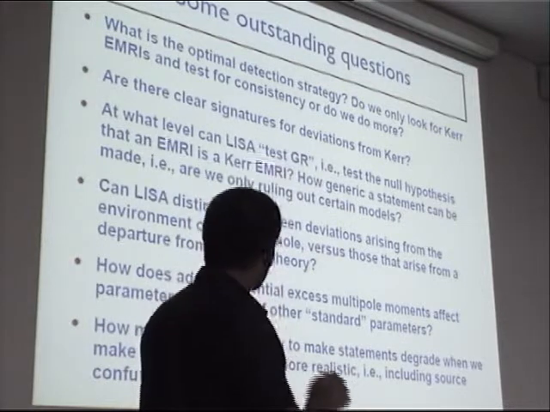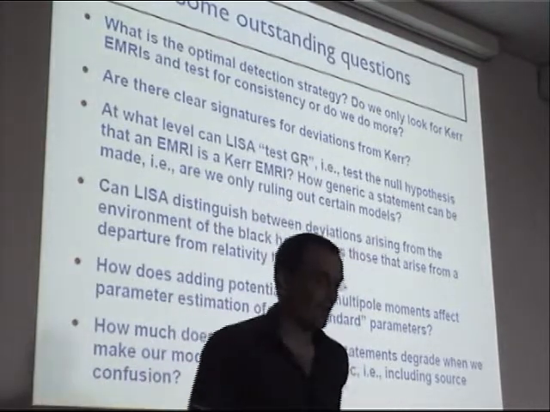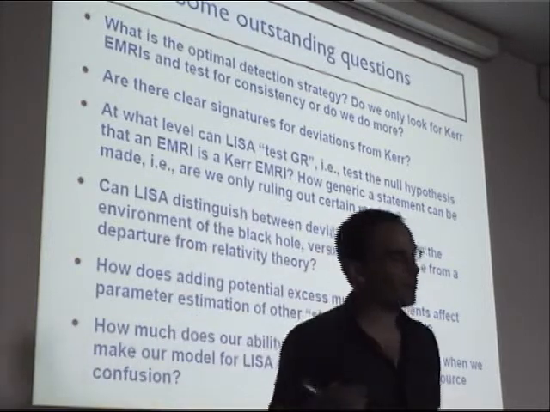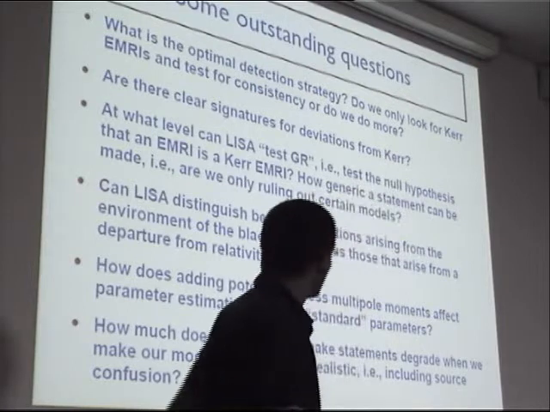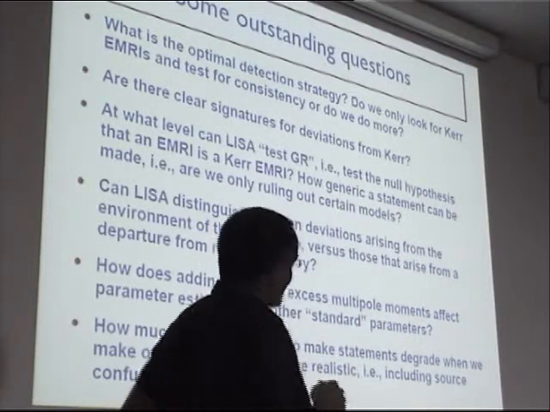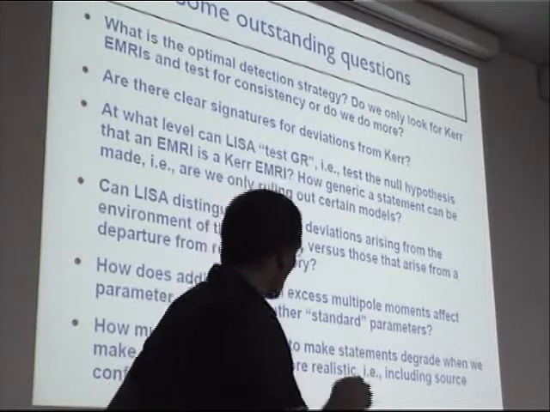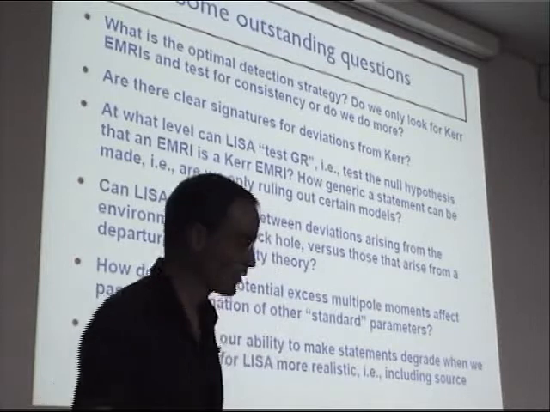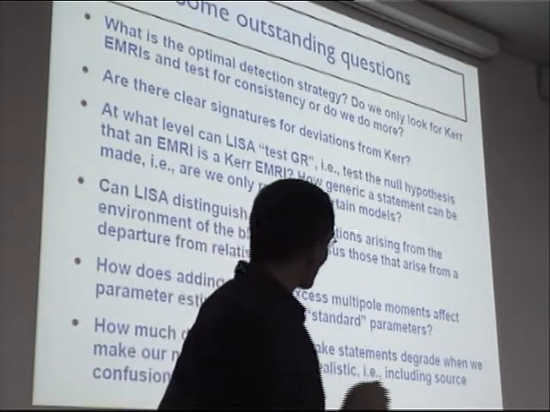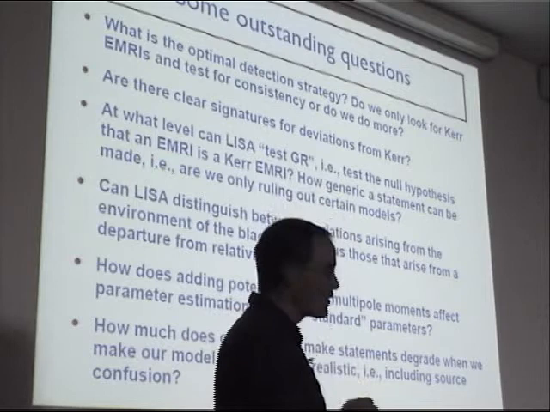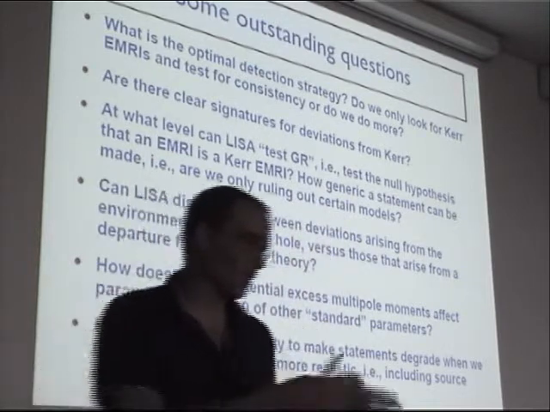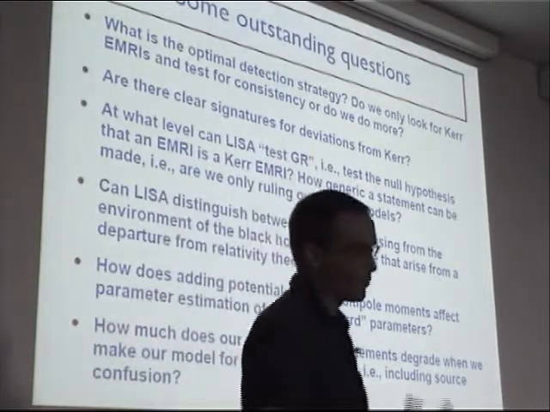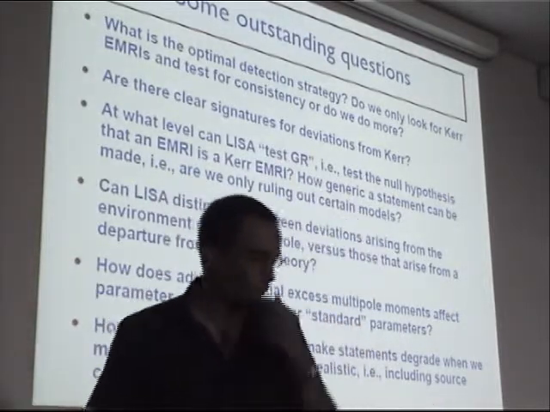The third question, at what level can LISA test GR, is something that we already have some answers to. We know from Kurt and Leo's work that you can measure the quadrupole moment to a part in 10 to the 4, but that's in the context of one particular model. As we explore more models, we can make sure that this part in 10 to the 4 number is accurate, and we want to figure out how generic a statement can be made. In other words, are we only considering deviations that arise from very specialized models, or are we really considering the class of all possible deviations?